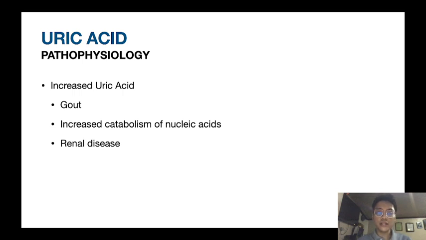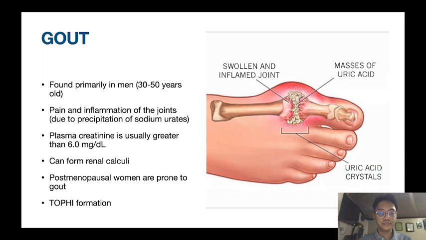And when there is increased catabolism of nucleic acids, so again, yung chemotherapy, increased destruction of cells, that's why there will be increased uric acid. And then also renal disease, okay? Kasi hindi kayang i-filter ng glomerulus ang uric acid.